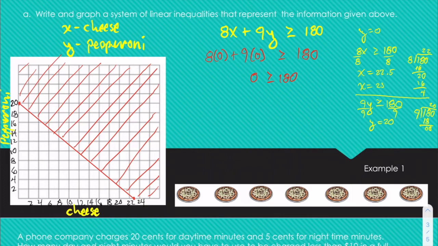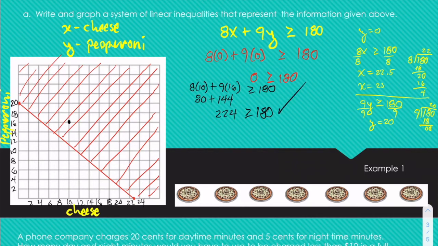So now the next thing is to maybe even put in a point. Let's just select a random point, like say this one right here at 10, 16. So this is saying I sold 10 cheese pizzas and 16 pepperoni pizzas. So let's see what we get here. And let's see if that confirms that we shaded in the right area, and that we've got enough made from pizzas. So we've got 8 times 10 plus 9 times 16. Is that greater than or equal to 180? Well, 8 times 10 is 80. 9 times 16, that's 90 plus 54, so that's 144. And 144 plus 80 is 224. Is that greater than or equal to 180? Yes, it is. So we reached our goal.